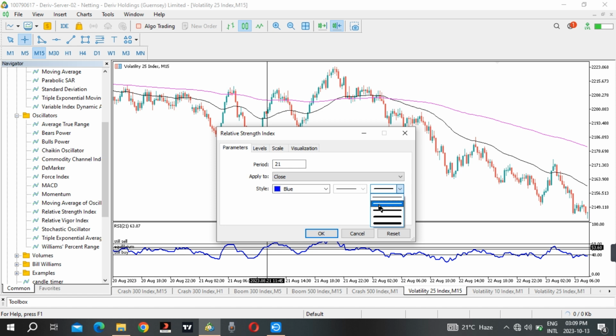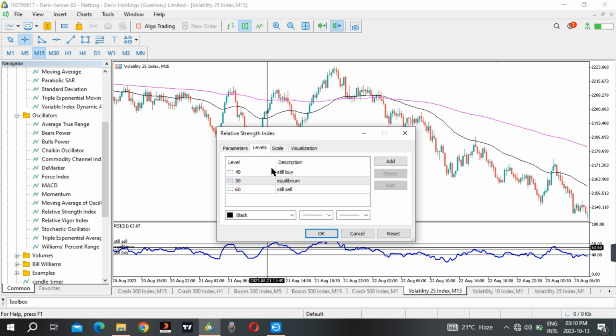That's so that you guys can see what I'm talking about, but usually you like to see it as a thin line. Then over here again, for the levels, I want you to take these levels exactly as they are. So I want you to label level 40 as still buy, we'll be still buying. Then level 50 is equilibrium, and level 60 is still sell. So those are the levels that we are going to be using.